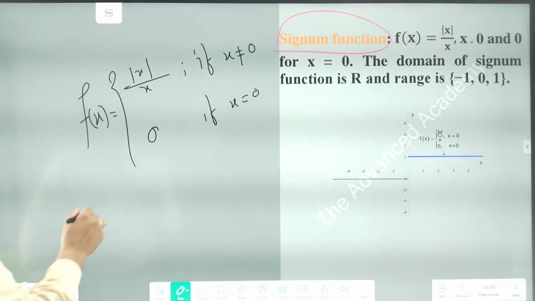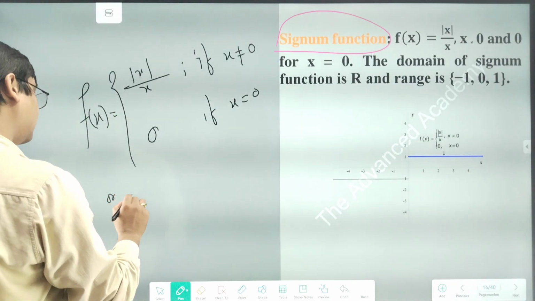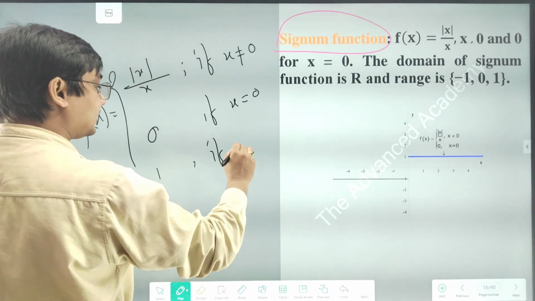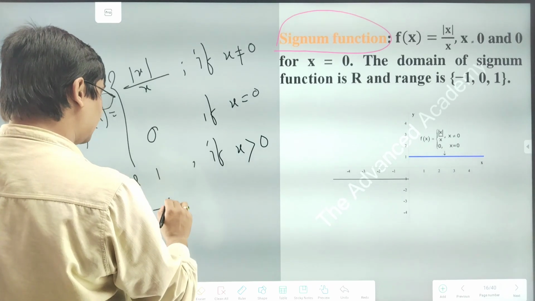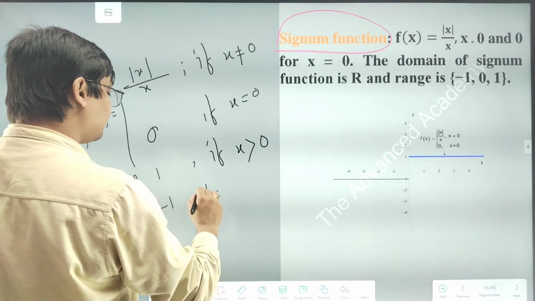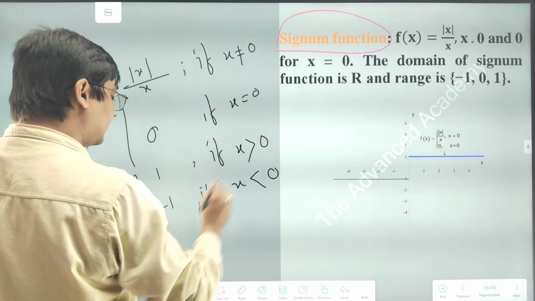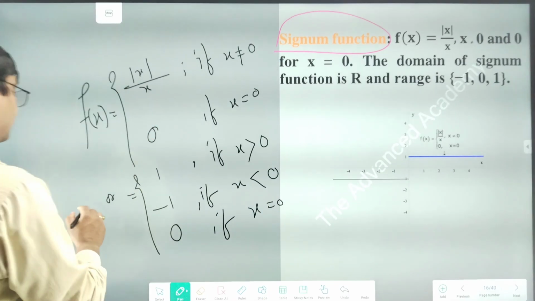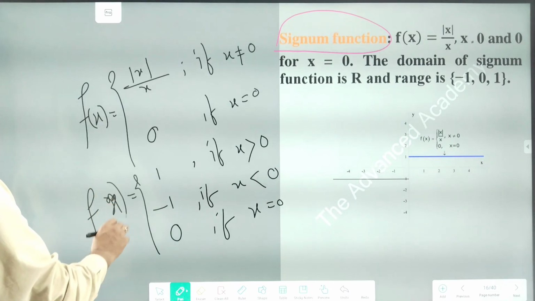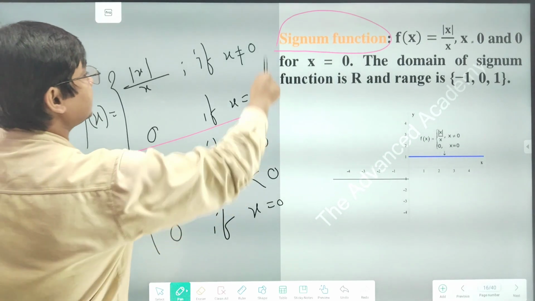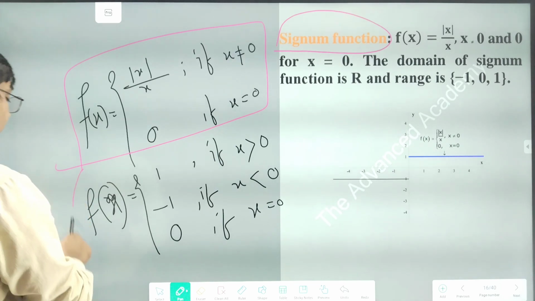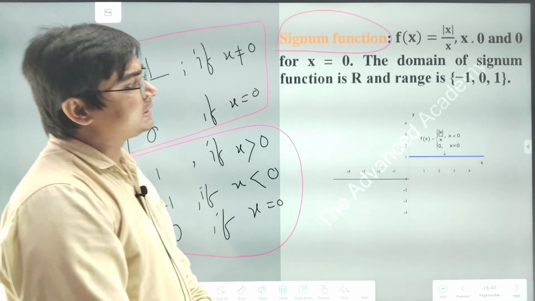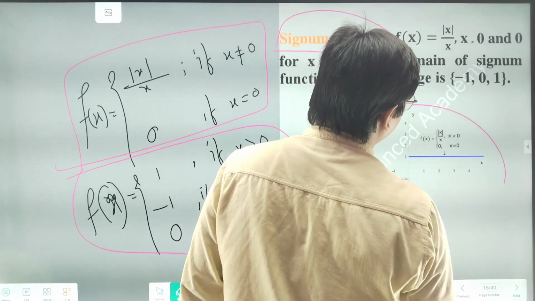This function we can write another way also. It is 1 if x is greater than 0, minus 1 if x is less than 0, and 0 if x equals 0. So this is a special kind of function, called the signum function, and this is the graph of this function. You have to remember this one.